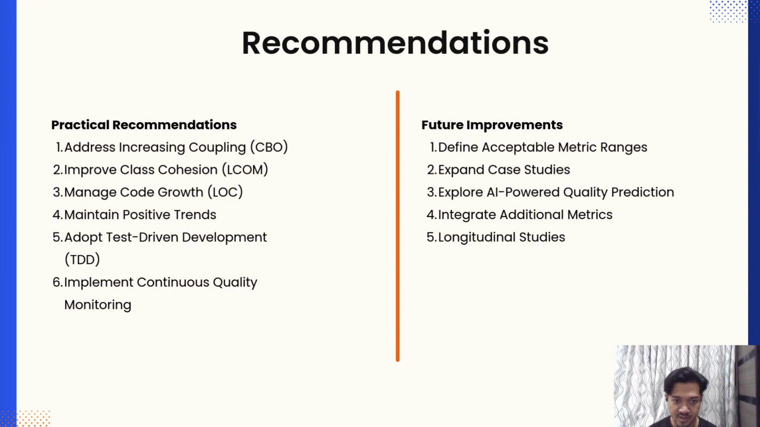And lastly, for the recommendations, we have the practical recommendations and future improvement. The suggestions are to address increasing coupling, CBO, improve class cohesion, LCOM, manage code growth, LOC, and maintain the positive strengths, adopt test-driven development, TDD, and implement continuous quality monitoring. As for the future improvement, we can define acceptable metric ranges, expand case studies, explore AI-powered quality predictions, integrate additional metrics, and longitudinal studies.